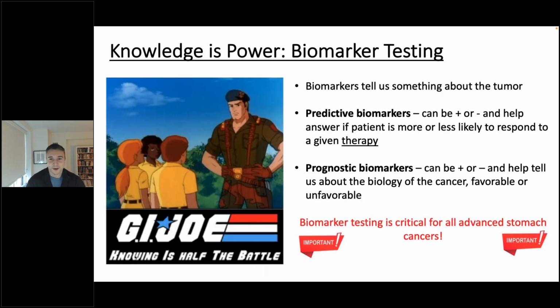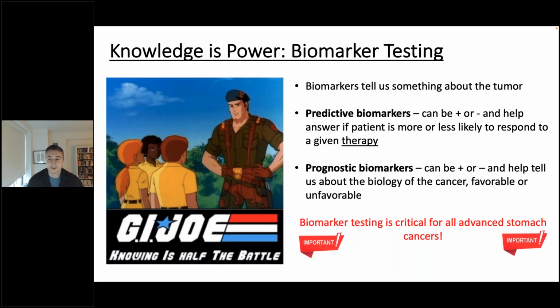Just like the G.I. Joe cartoons, if you were a child in the 80s and 90s like I was, you remember this at the end of every episode: knowing is half the battle, and that's really true for oncology too. Biomarkers are things that tell us something about your tumor. There are two flavors. There are predictive biomarkers. They can be positive or negative, and they basically tell you whether you are more or less likely to respond to a given therapy. We're going to talk more about that in a minute.